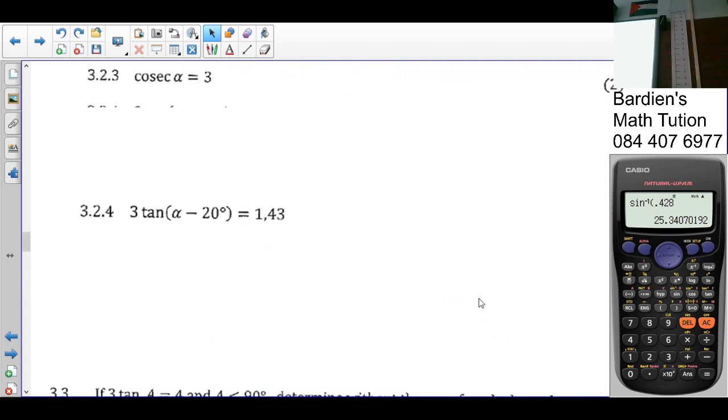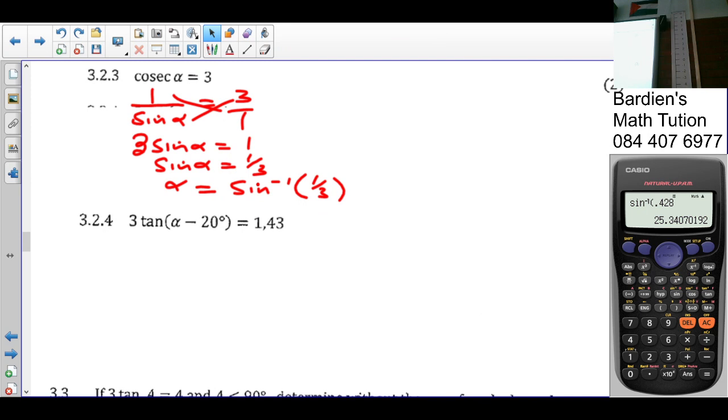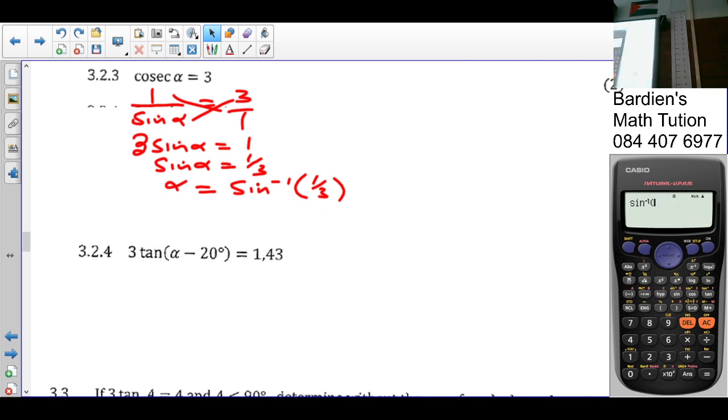Next one we have cosec. As we know, cosec is the reciprocal of sine. So it's 1 over sine alpha is equal to 3, so naturally that's 3 over 1. I cross multiply, so it's 3 sine alpha equals 1. So sine alpha is equal to a third. So alpha is equal to arcsine of a third. In the calculator, arcsine of a third is usually 19.5 degrees.